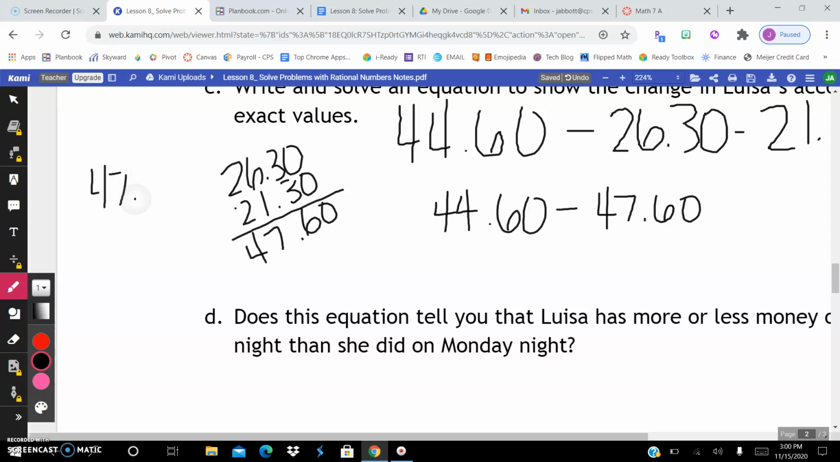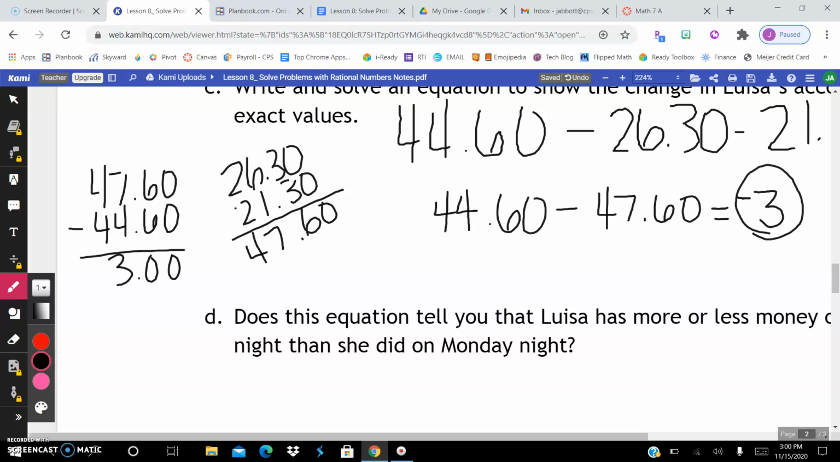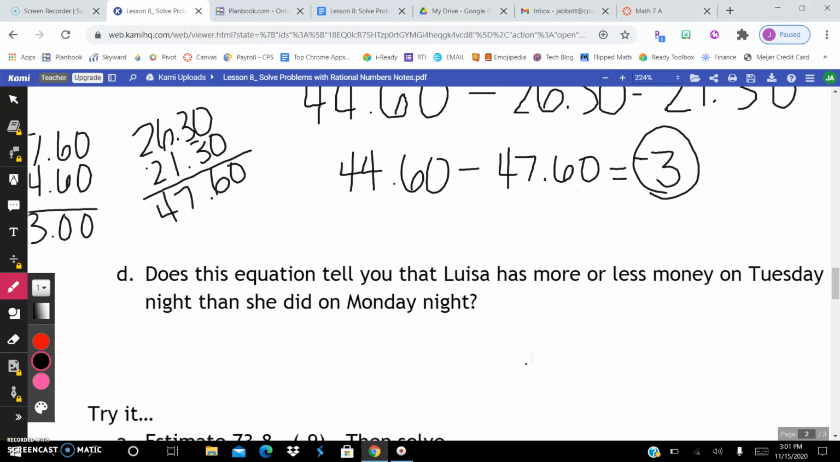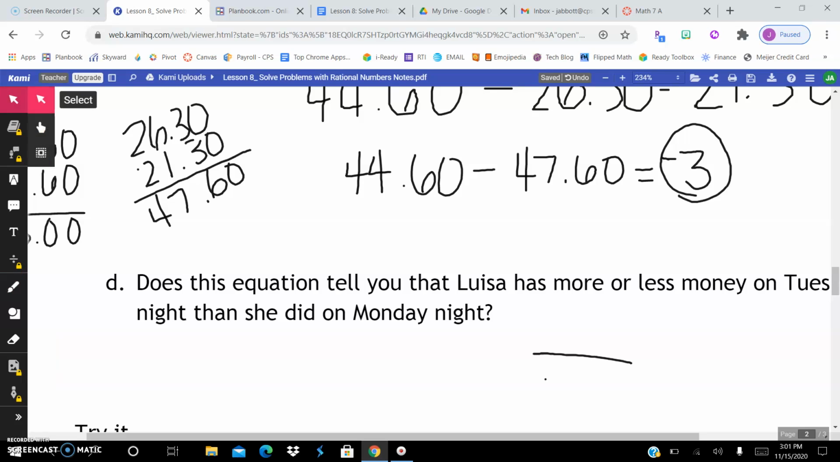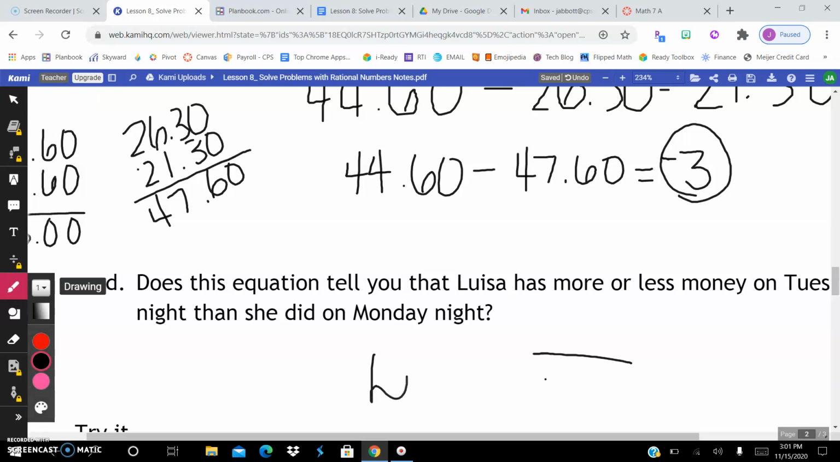So 47.60 minus 44.60. I get $3. And our bigger number is negative. So our answer is negative. So this is showing that she is $3 overdrawn in her account, meaning she spent $3 more than she had. And then our last one here, does this equation tell you that she has more or less money on Tuesday? It tells us she has less money than she had on Monday night.